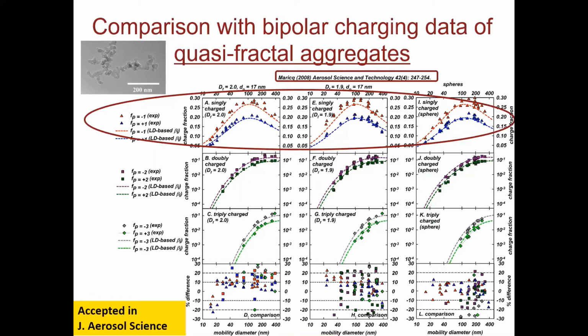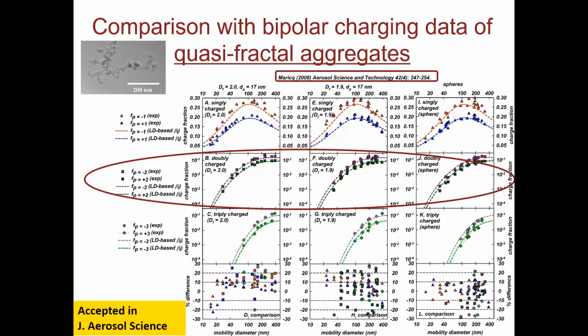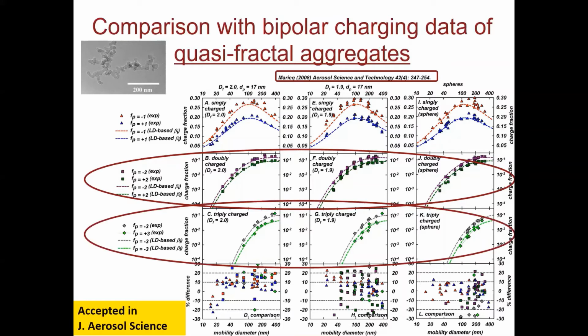Data sets of positive polarity are shown in red filled triangles for experimental data and red dashed lines for model predictions. Negative polarity data are shown in blue filled triangles for experimental data and blue dashed lines for model predictions. Similarly, panels B, F, and J show the doubly charged fraction and panels C, G, and K show the triply charged fraction of both positive and negative polarities, described by color filled squares for experimental data and color dashed lines for model predictions.